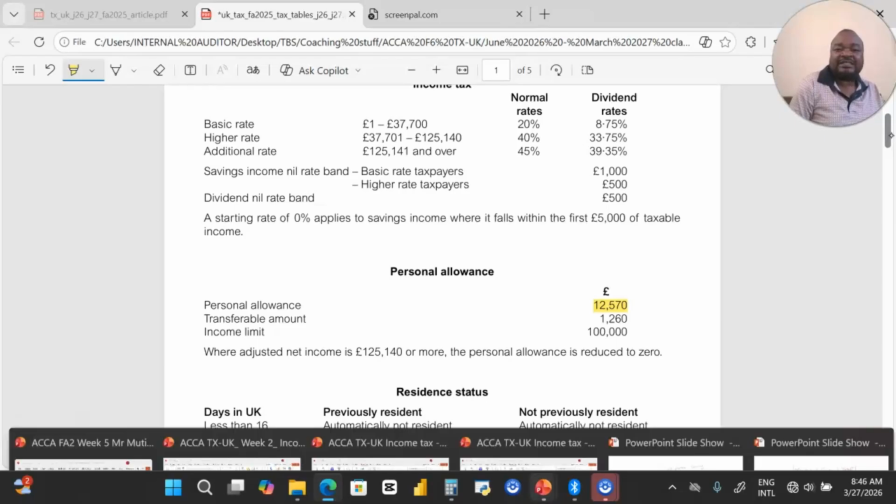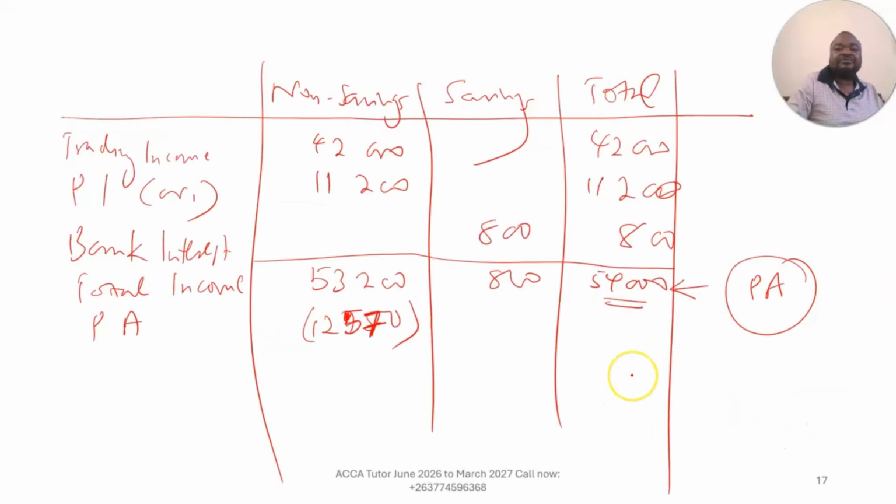Okay, so let us get back to our page. 12,570. I'm sorry to have given you the wrong one. Now we have to deduct this amount. So that's 53,200 now minus 12,570. This gives us 40,630. Okay, so this becomes our taxable income.